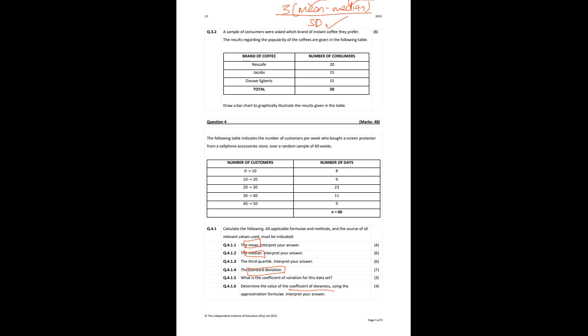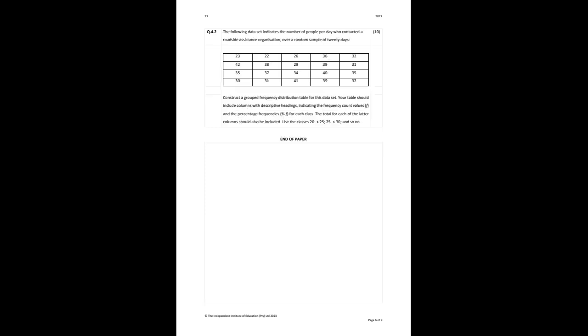And then your last one here, they said the following data set indicates the number of people per day who contacted a roadside organization over a random sample of 20 days. So here n is equal to 20. They gave you all the values and said to construct a grouped frequency distribution table for this data set. Your table should include columns with descriptive headings indicating the frequency count and the percentage frequency for each class, and the total for each of the latter should be included. Use the classes 20 to less than 25, 25 to less than 30, and so on.